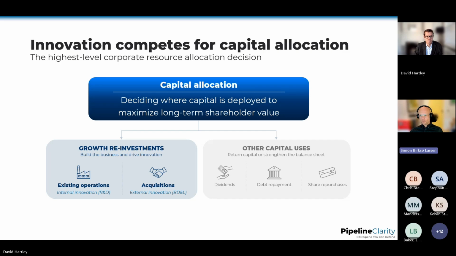On the right-hand side below, you see these other capital uses. So we like often to give back to shareholders, so that can be dividends or share repurchases and also debt repayment. But today we're focusing on this growth reinvestment. So of course we can pour money back into the R&D engine, and we can also spend capital on external innovation, business development. But just to show here that obviously the R&D pipeline competes with capital across the organization.